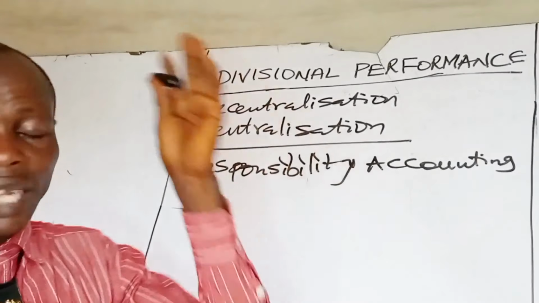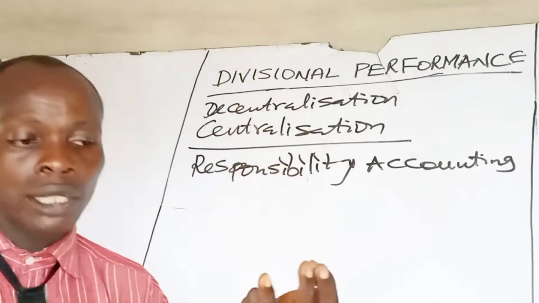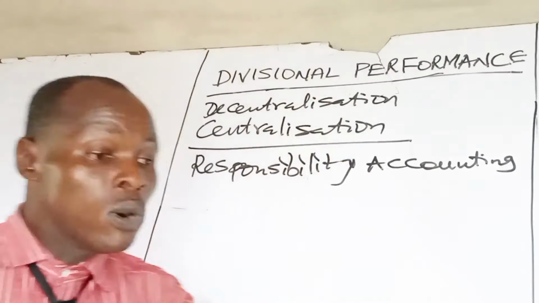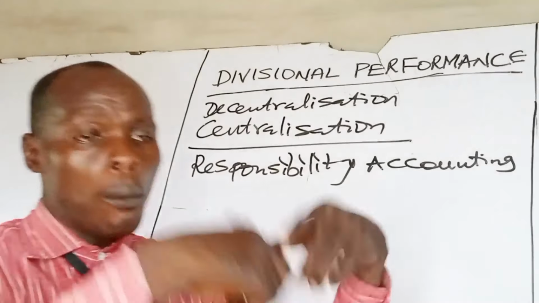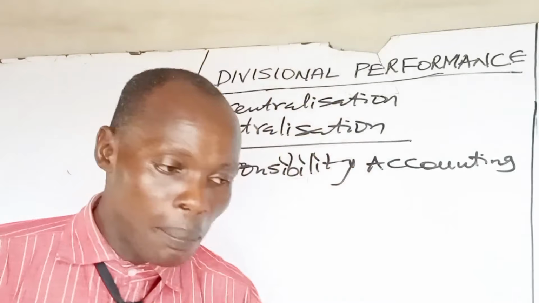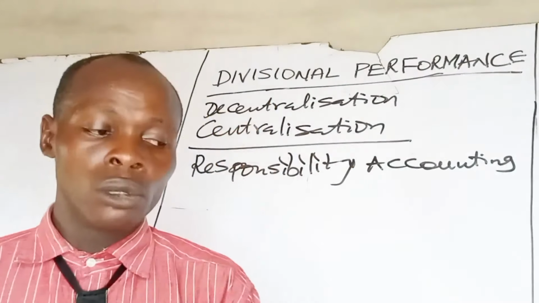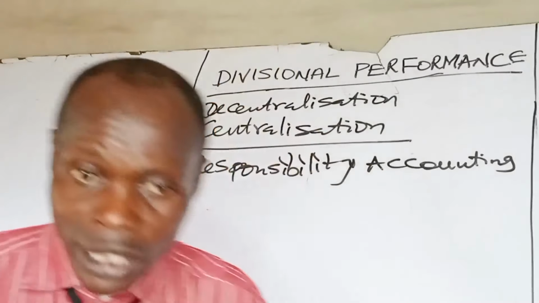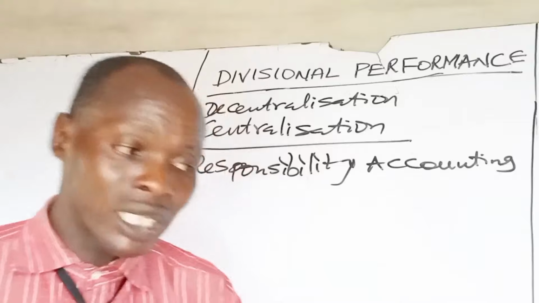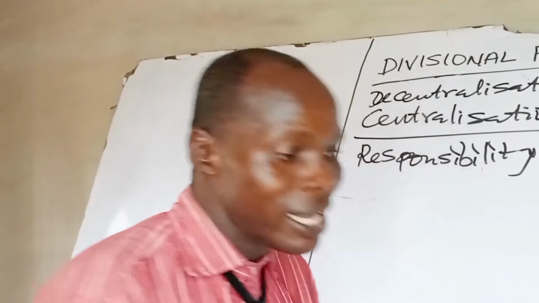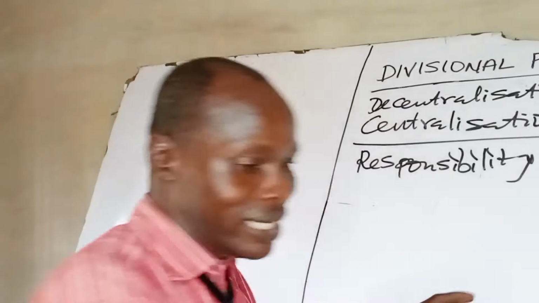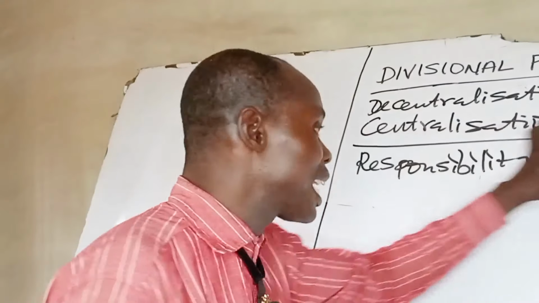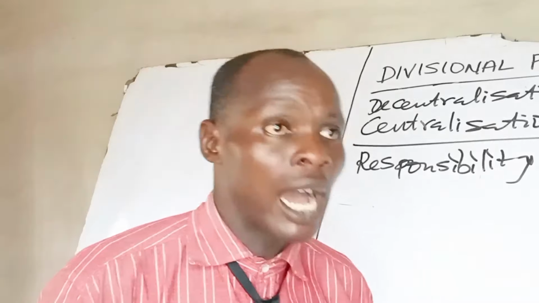Responsibility accounting is an accounting system that segregates revenue and cost into areas of personal responsibility in order to assess the performance attained by the person to whom authority has been assigned. That is the definition of responsibility accounting according to CIMA in their official terminology.